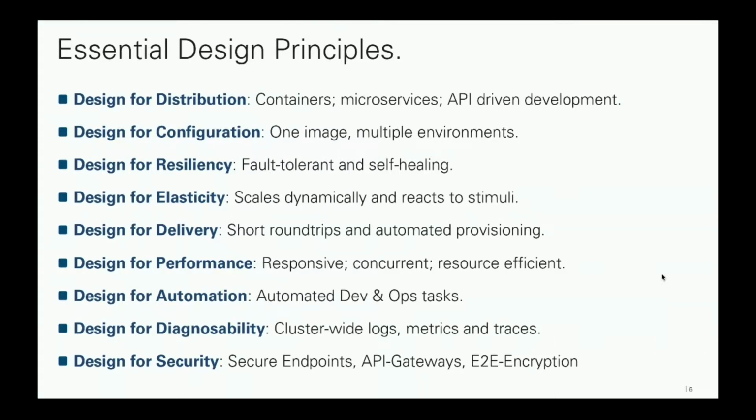Design for delivery. What you want is short round trips and automated provisioning, right? If the product owner tells you, well, we need to implement the feature as fast as possible and we need to be live in 2 weeks, your whole development process needs to be tailored and streamlined. So short round trips and automated provisioning becomes essential. Performance, again, responsive, concurrent. You want to be resource efficient. Maybe that kind of changes the way you implement things.